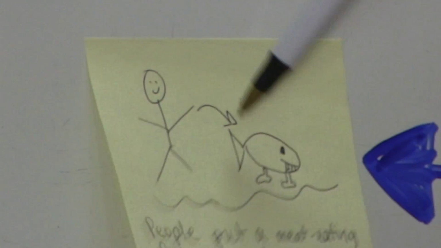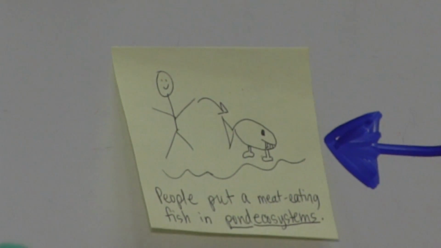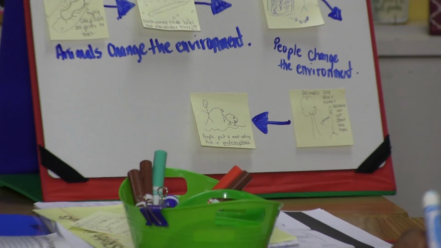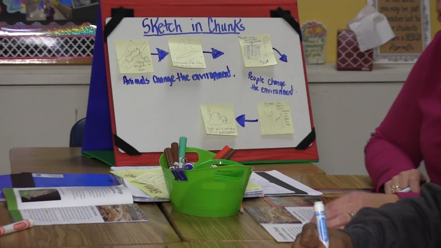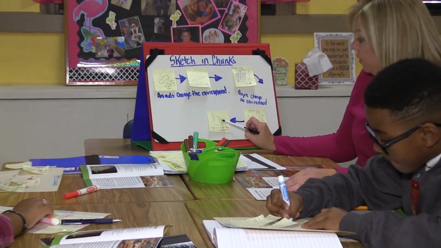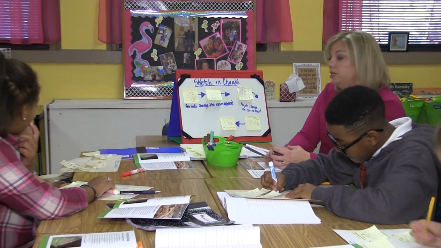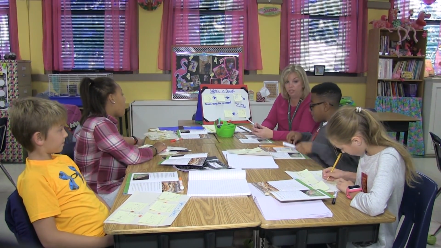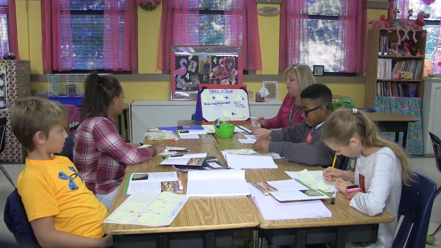But that fish was never in the pond ecosystem. How did it get there? People released it. People put it in there. If that fish had not been put into a particular pond ecosystem, then that pond would not have changed. So people changed that environment.